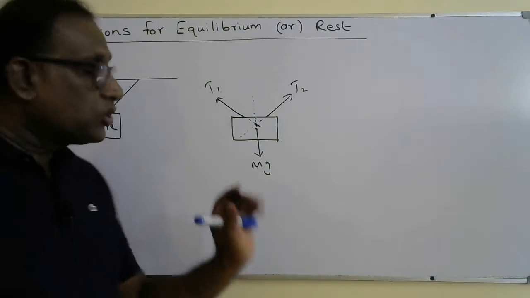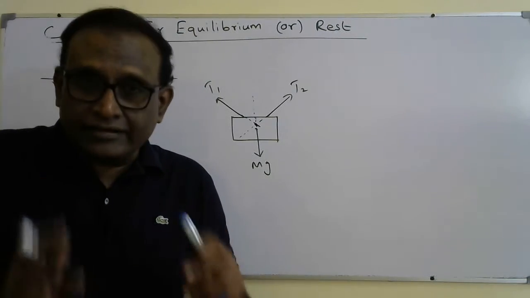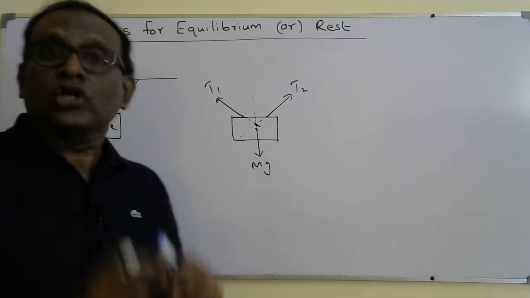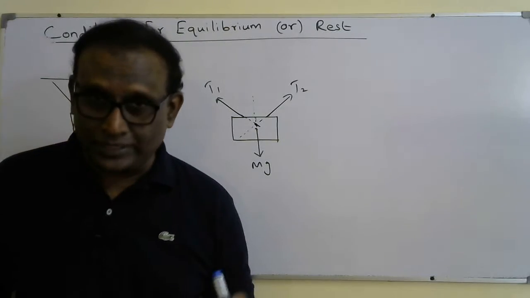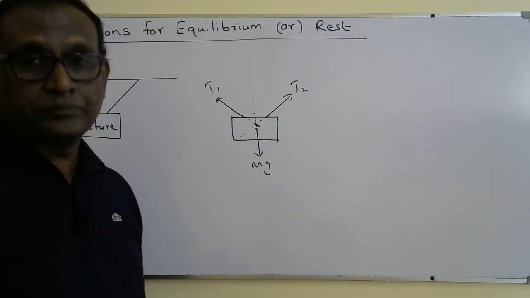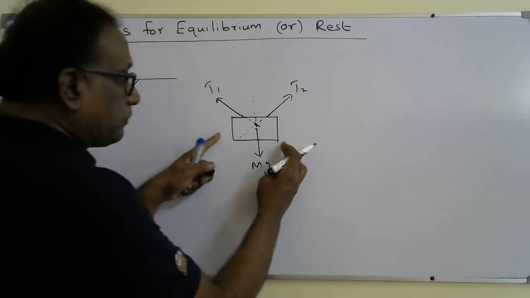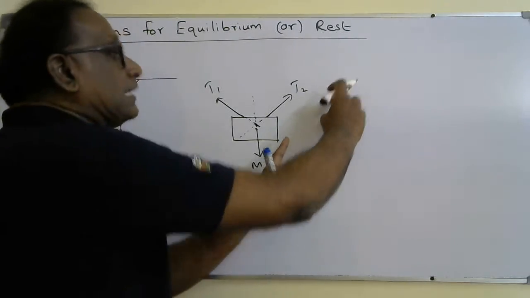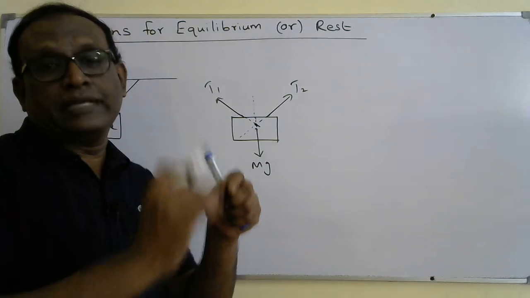So when three non-parallel forces are at rest or in equilibrium, they should be coplanar forces. They should be along the same plane, and they all must meet at one point. So if you push the picture a little bit to the right, it will come back until the forces meet at one point.